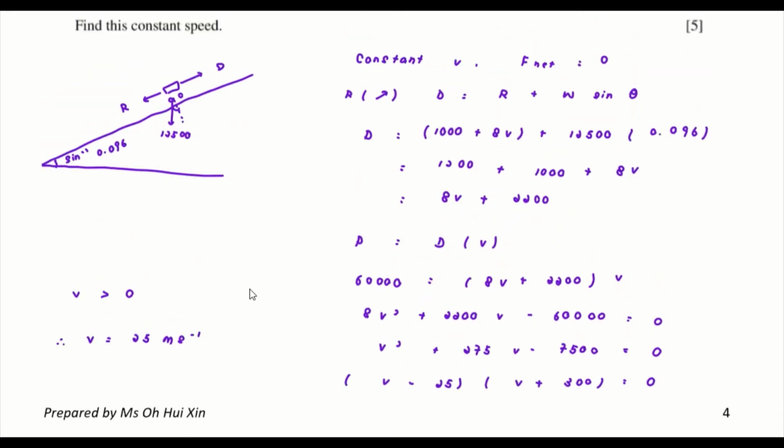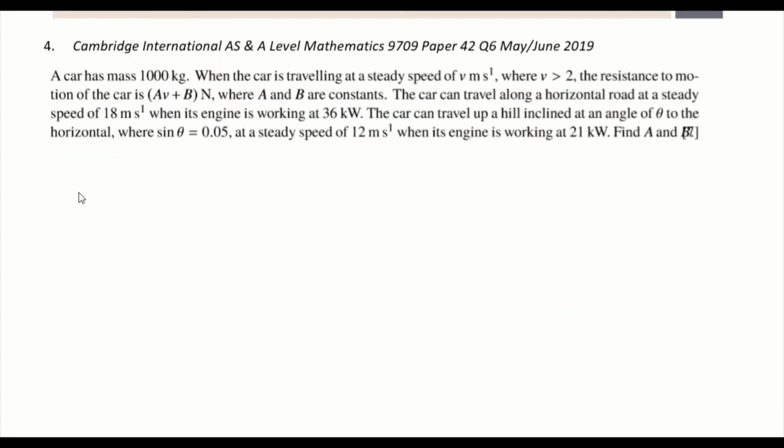Okay, now let's look at the last example before we end. Number four: a car has a mass of 1000 kg. Then the car is traveling at a steady speed of V, where V is greater than 2, and the resistance to the motion is equal to AV plus B Newton, where A and B are constants. So you can roughly know that to find A and B, you will be given two situations, then you need to use two simultaneous equations to solve this problem.